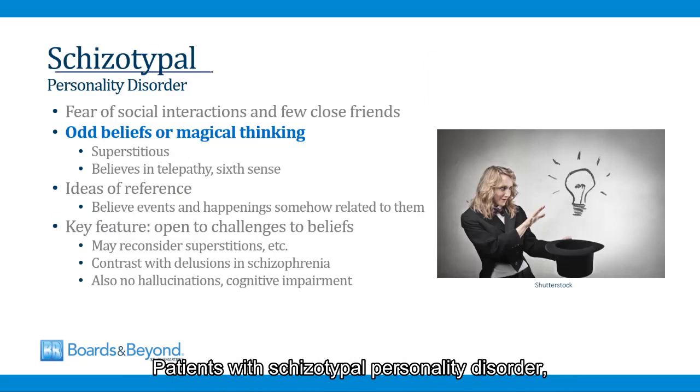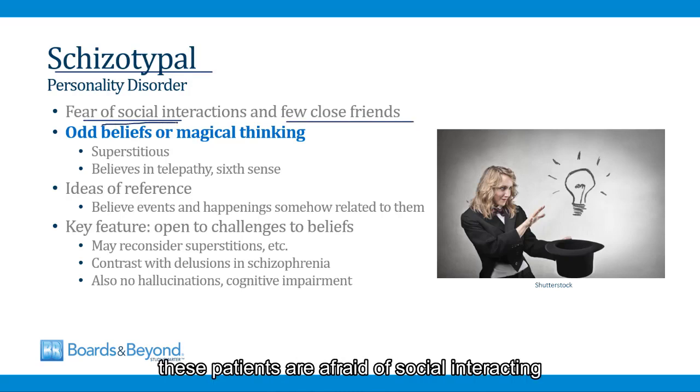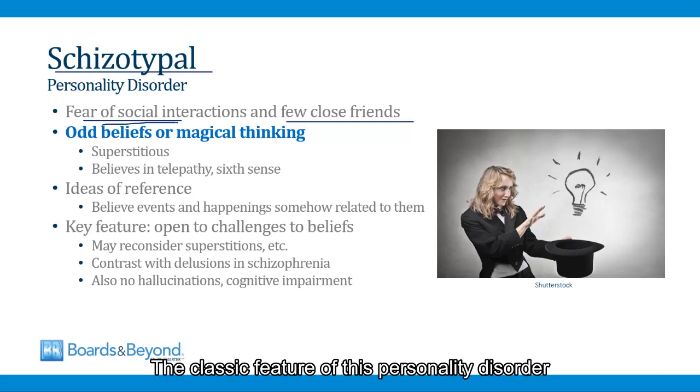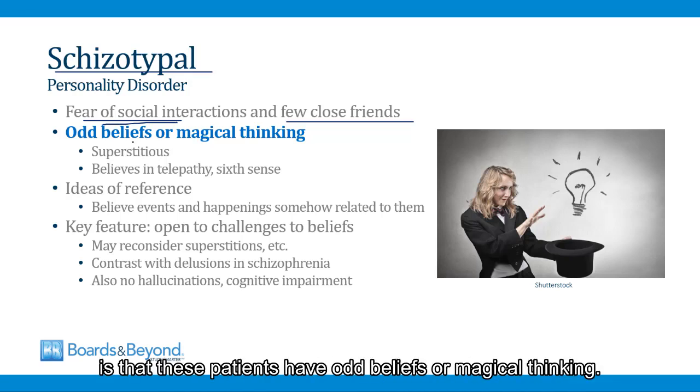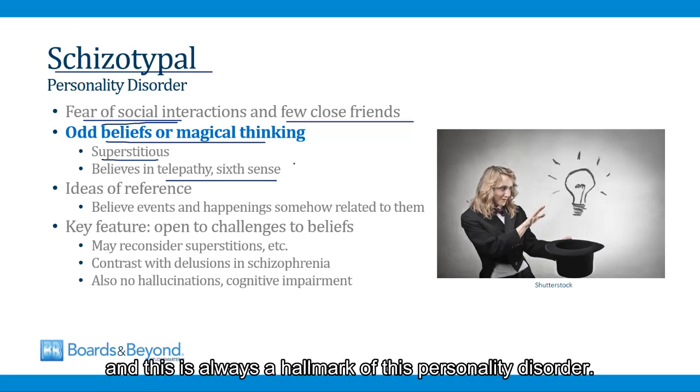Patients with schizotypal personality disorder have a fear of social interactions, and they have few close friends. So in contrast to schizoid, these patients are afraid of social interacting, and they are isolating themselves out of fear, not out of choice. The classic feature of this personality disorder, and the one that you can usually use to recognize it in a board question, is that these patients have odd beliefs or magical thinking. They are often superstitious. They can tell you they believe in telepathy or in a sixth sense, and this is always the hallmark of this personality disorder.